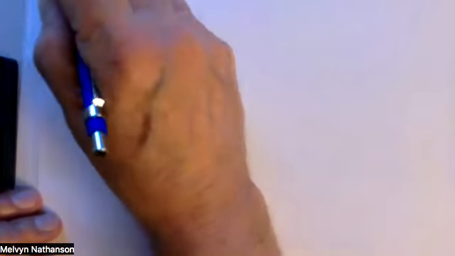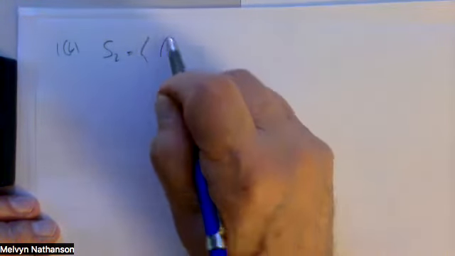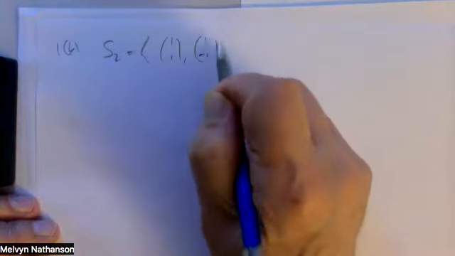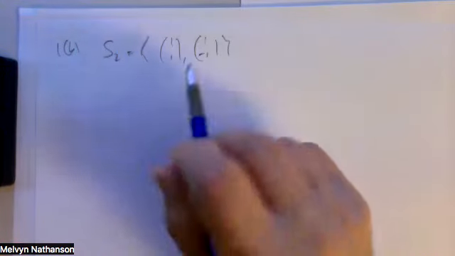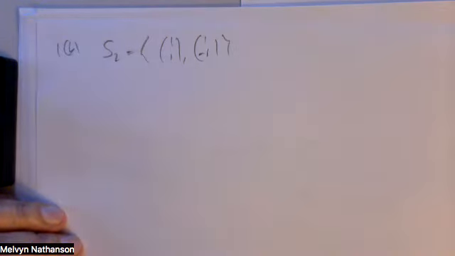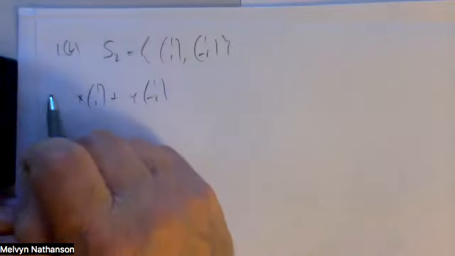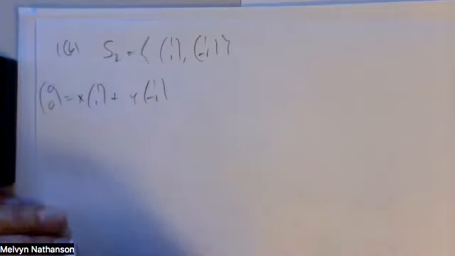Let's look at 1b. Here, S2 is the set of vectors (1, 1) and (1, -1). So let's see if these vectors are linearly independent or linearly dependent. Suppose x times (1, 1) plus y times (1, -1) is the zero vector.